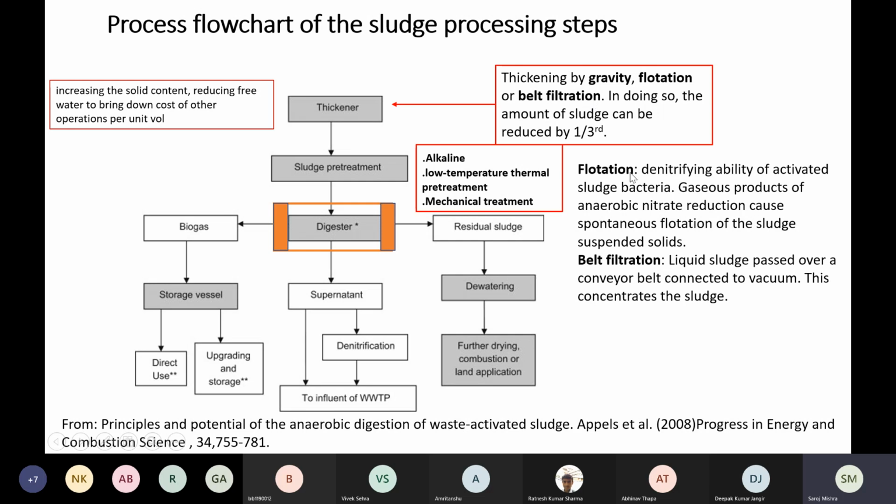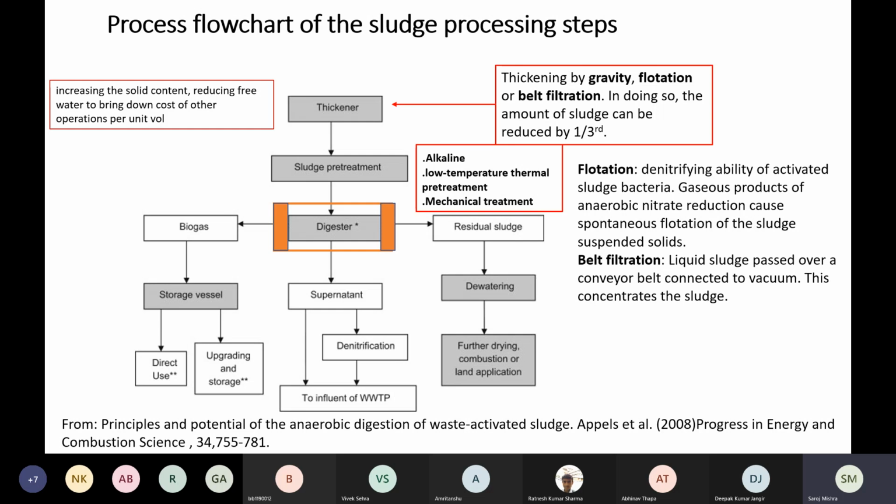Now, flotation is a process where, because it is a mixture of activated sludge and primary sludge, there are denitrifying bacteria in this particular group. These denitrifying bacteria will convert nitrate into nitrites and then into nitric oxide, into N2O, and to nitrogen during this process.